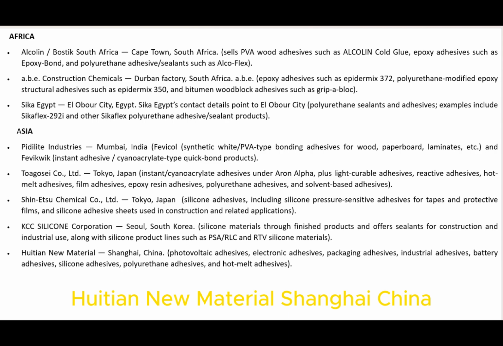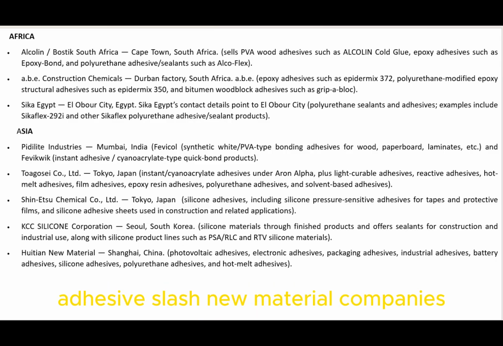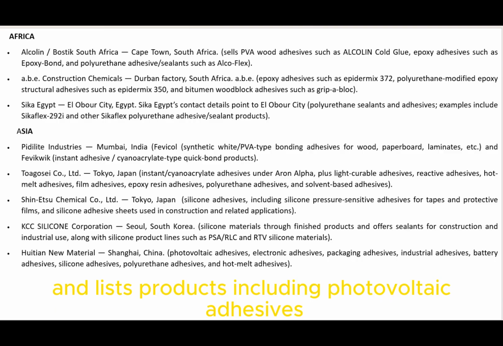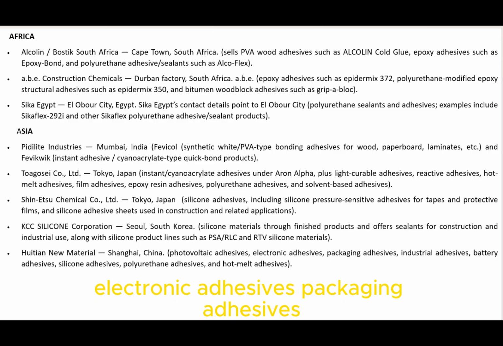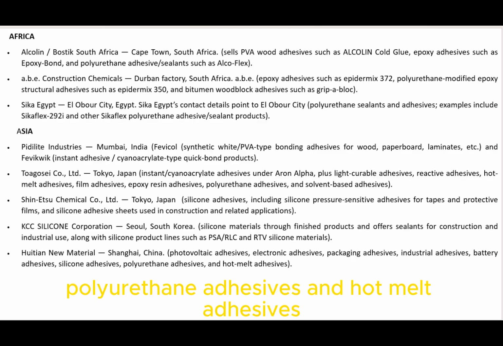Huitian New Material, Shanghai, China. Huitian describes itself as one of China's long-established adhesive/new material companies and lists products including photovoltaic adhesives, electronic adhesives, packaging adhesives, industrial adhesives, battery adhesives, silicone adhesives, polyurethane adhesives, and hot melt adhesives.